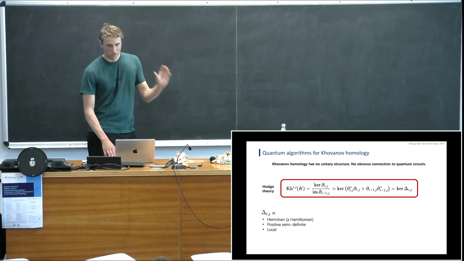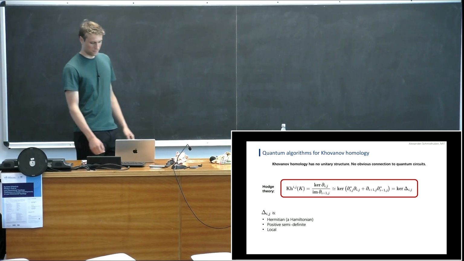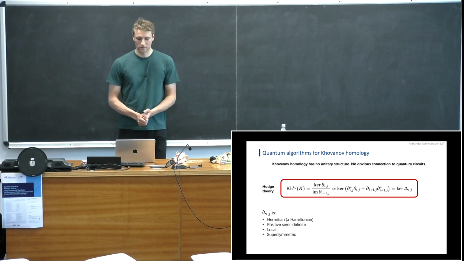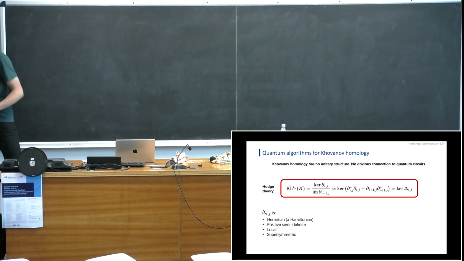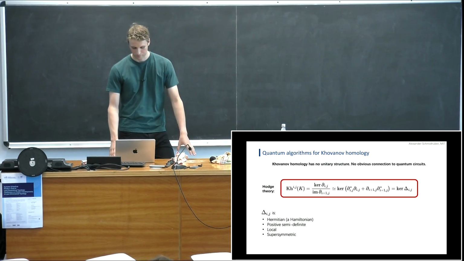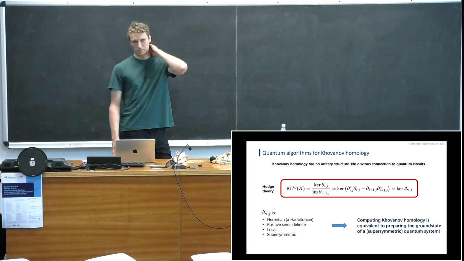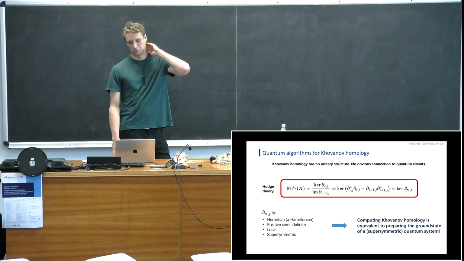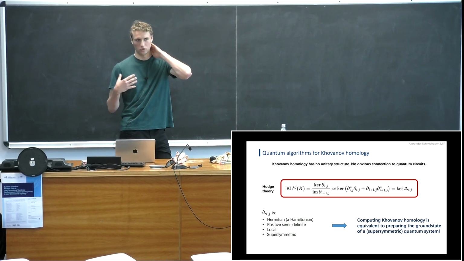It is local. That's essentially because the boundary operator is local, because it acts locally on crossings. And in fact, this Hamiltonian is even supersymmetric, and that's just, for a supercharge which corresponds to this boundary operator, by definition, this is a supersymmetric Hamiltonian. So all these things are very nice from a physical perspective. This means that computing Khovanov homology is equivalent to preparing the ground state of some supersymmetric quantum Hamiltonian, of some supersymmetric quantum system, which is moreover local. Yeah?